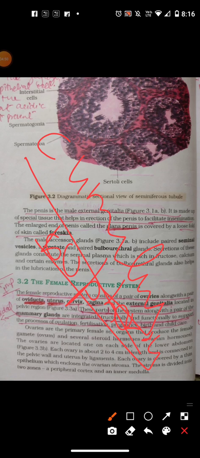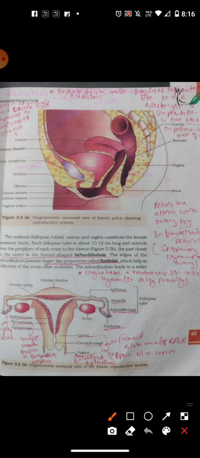So next we are going to study the fallopian tube. Each fallopian tube is also known as the oviduct.